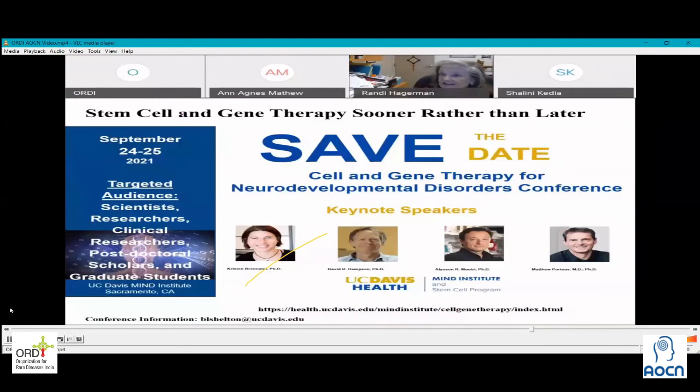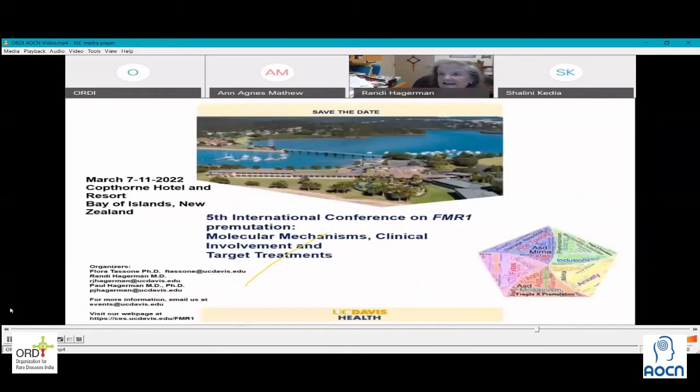We're going to have a stem cell and gene therapy conference at the MIND Institute that you can sign up for through this website shown down here. So gene therapy will come to Fragile X maybe next year or the year after. So this is very exciting. You can hear about this at our conference. And we also have a premutation conference in New Zealand in March of 2022. So you can sign up for both of these conferences.